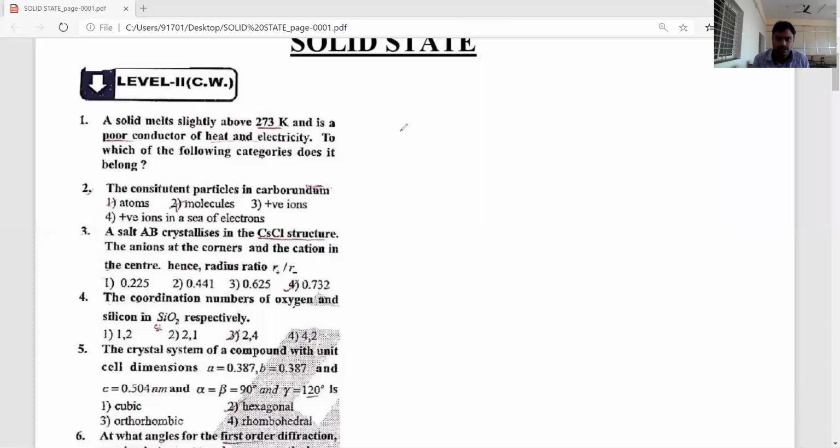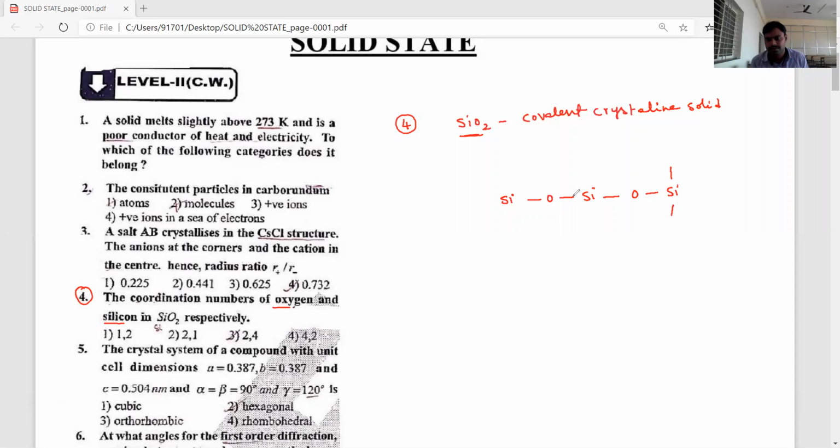The fourth question: what they gave is the coordination number of oxygen and silicon in SiO2 respectively. SiO2 is a covalent crystalline solid. It is very clear. Now it is a network covalent crystalline solid, silicon bonding with oxygen, silicon, oxygen, silicon, like a polymer.